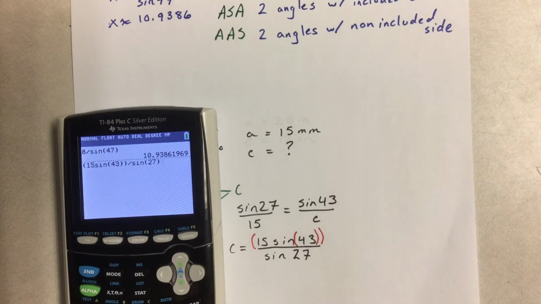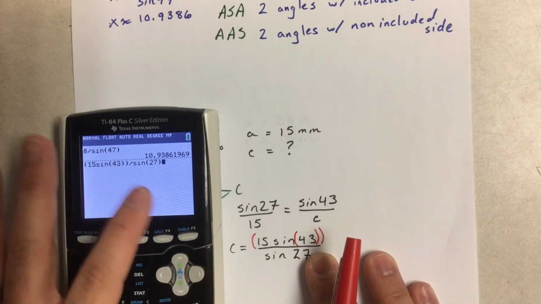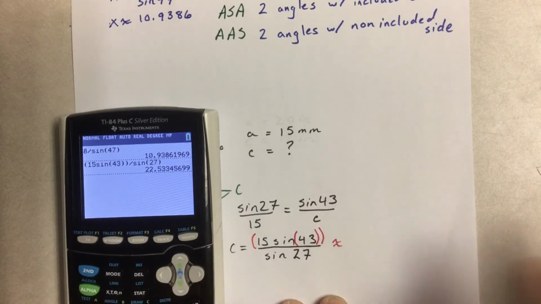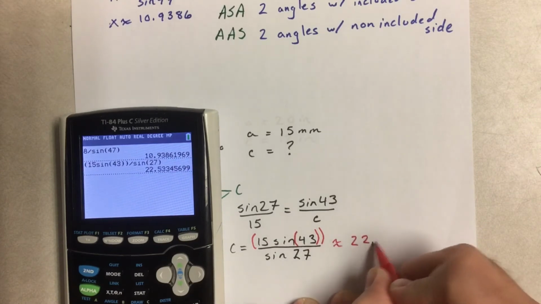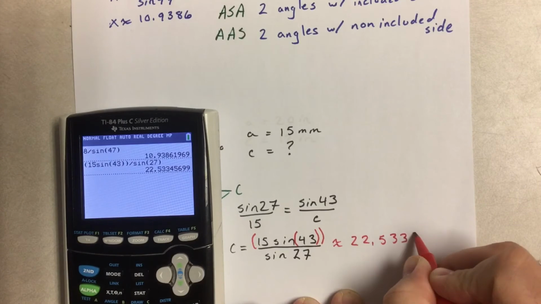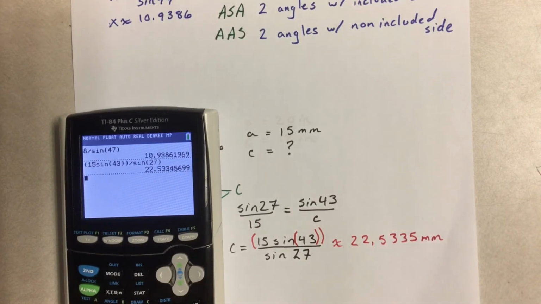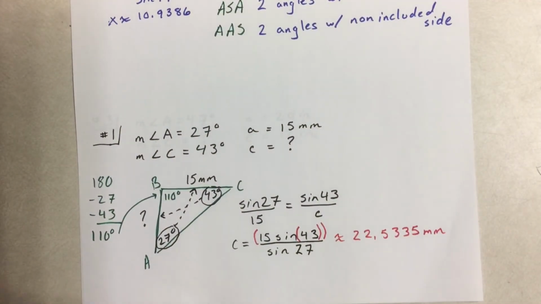Yes, we could do possibly alpha, y equals, and get our own fraction bar. Sure, why not? But not all calculators have that capability. So knowing how to place the parentheses is very important. And when in doubt, round to 4 decimal places. So we see here we get approximately 22.5335 millimeters. And that's it. That's using law of sine to find an unknown length.